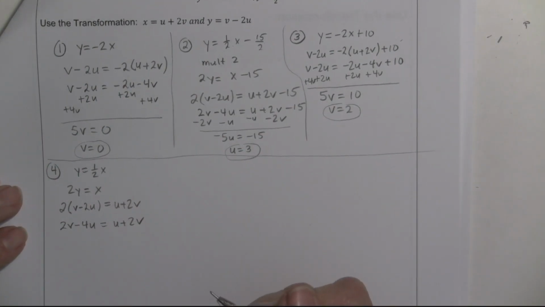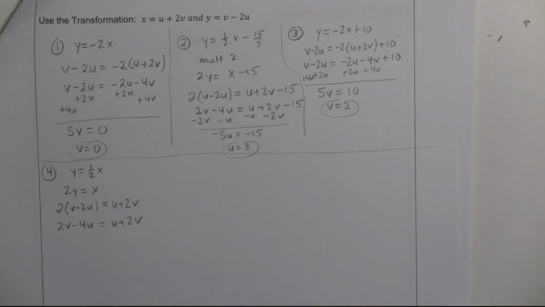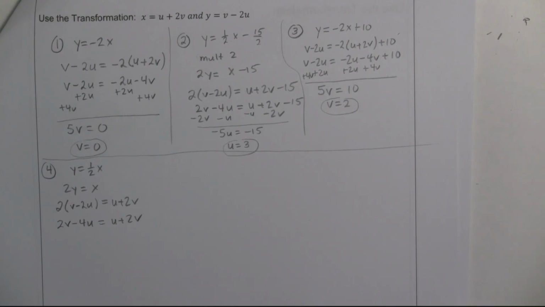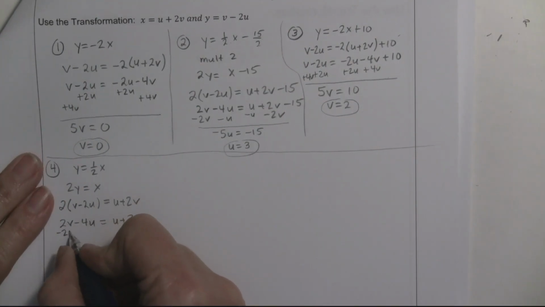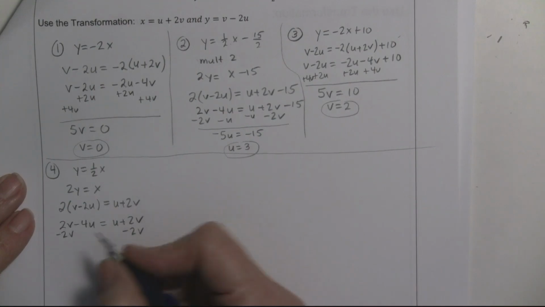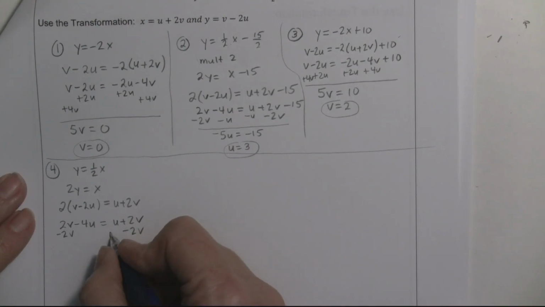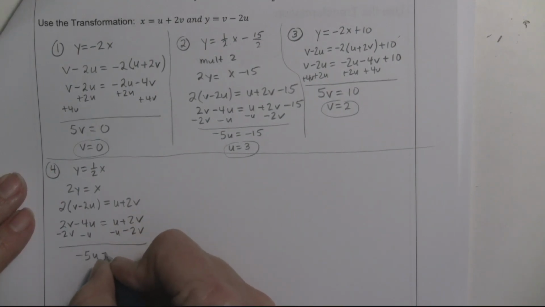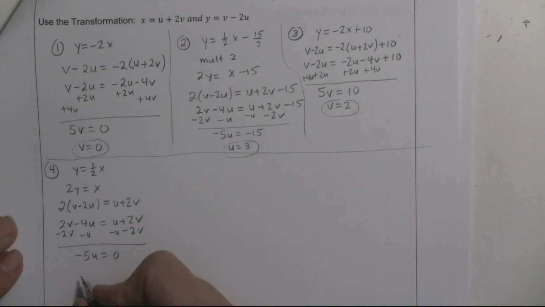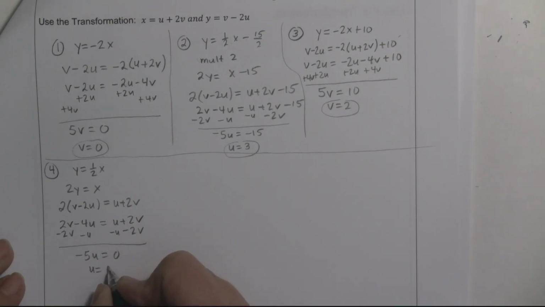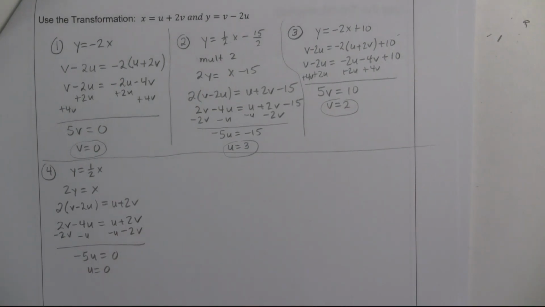And I notice on this one, as I'm looking at it, that the two v's are balancing. So they're going to drop out. So minus 2v. And I want to get all the u's on one side. So you could add 4u or you could take away u. I think I'll take away u, just because it makes me happy to have my stuff on the left over there, and divide by -5, but I get u as 0. And so that's the hot diggity dog part.